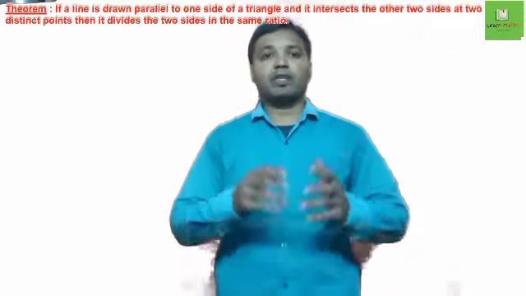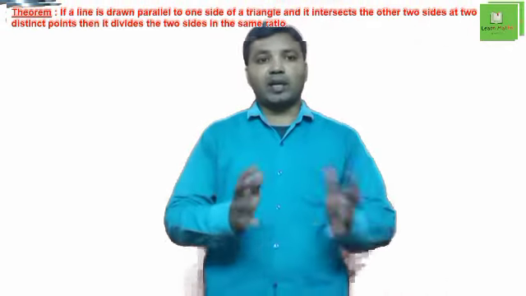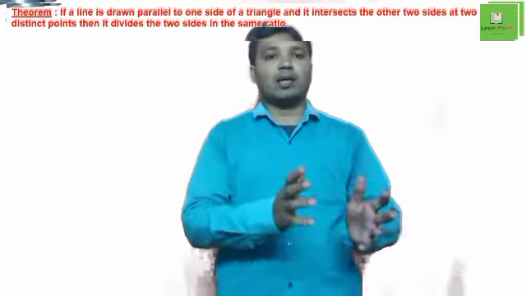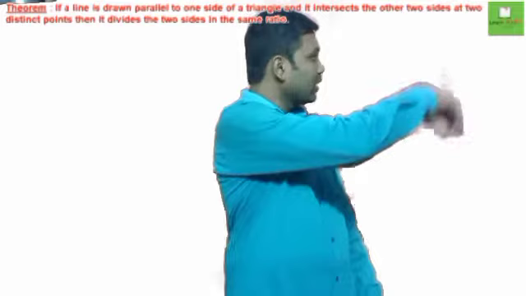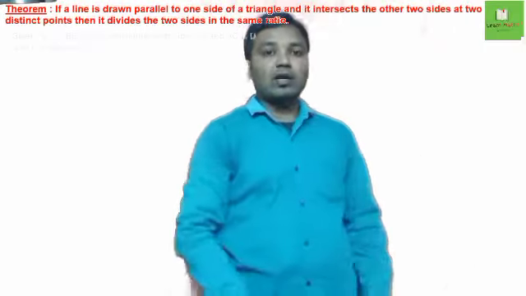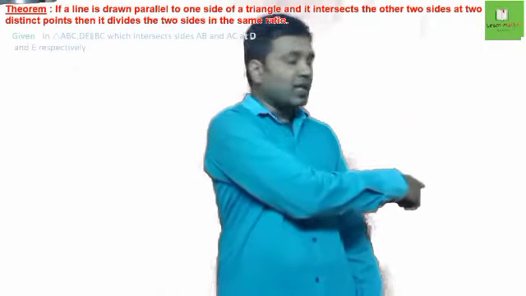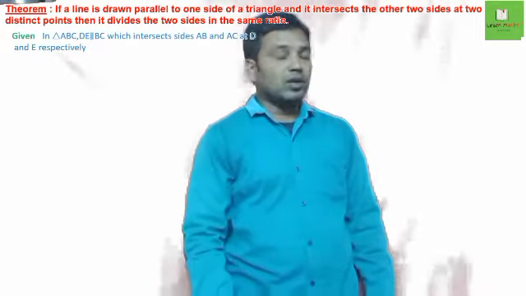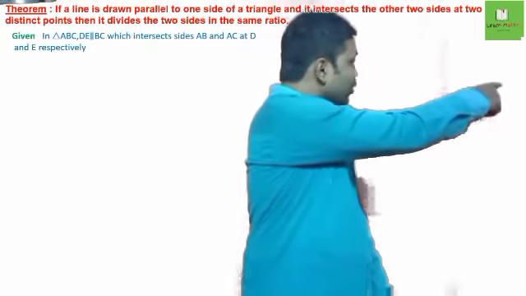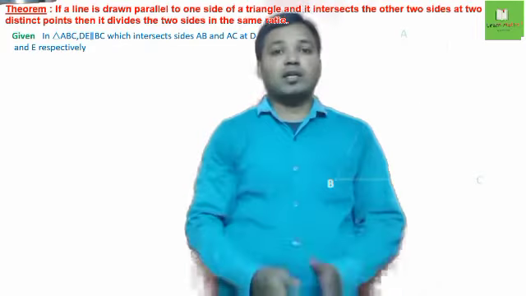The statement of the basic proportionality theorem is: in a triangle, if you draw a line parallel to one side of the triangle, then it intersects the other two sides in distinct points, and the other two sides are divided in the same ratio.